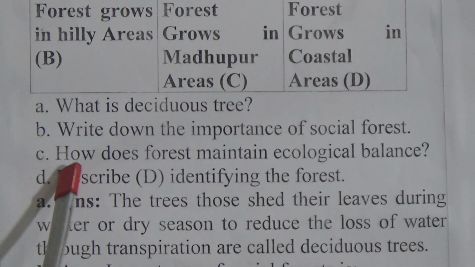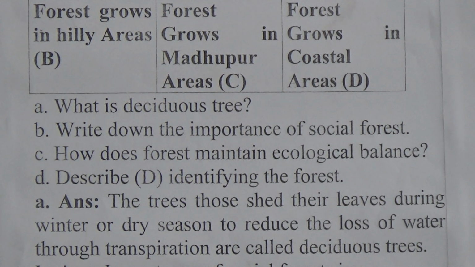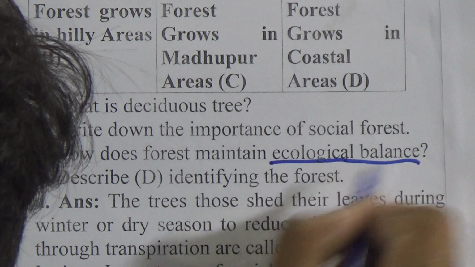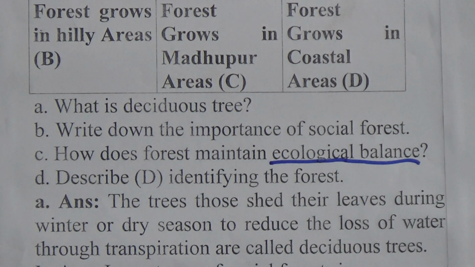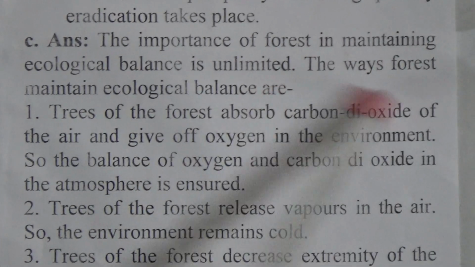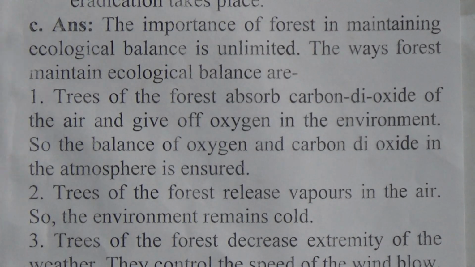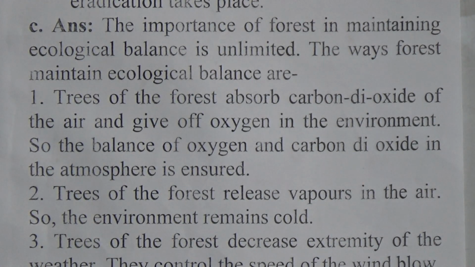And number C, how does forest maintain ecological balance? That means ecological balance. This is very important, and it is related to plants and nature. Number C, importance of forest in maintaining ecological balance is unlimited. That means forest plays a vital role in maintaining ecological balance.